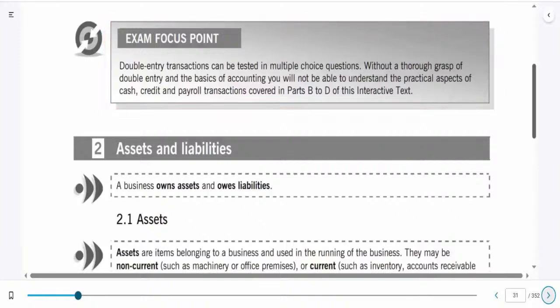Stay focused as we go through these basics. They're going to set you up for success, not just in your exams, but also in understanding real-world accounting.